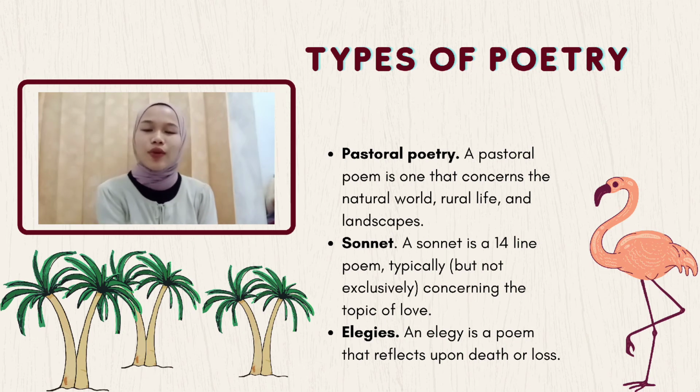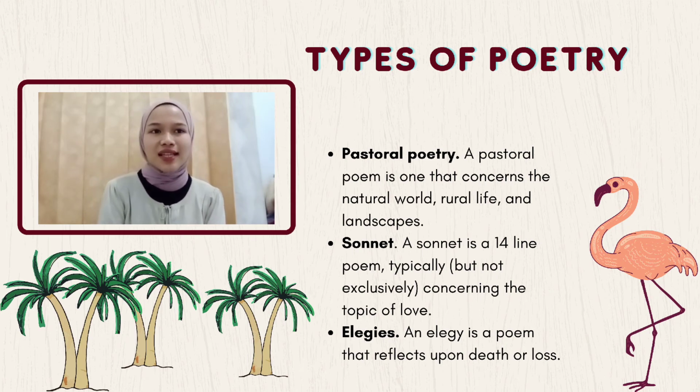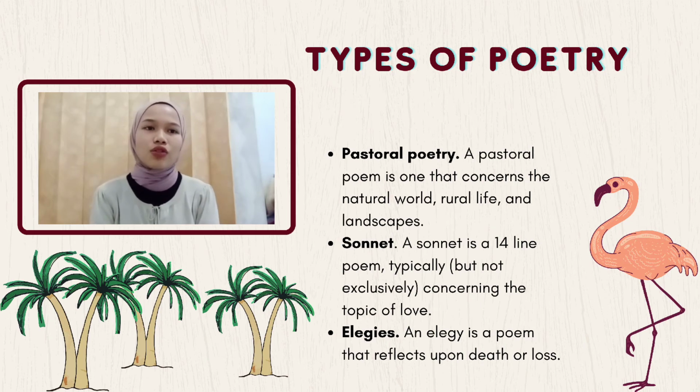Then I will continue explaining about the types of poetry. The first one is pastoral poetry. It is known for exploring the relationship between humans and nature, also for romanticizing the ideals of a simple country life. Basically, it explores the fantasy of withdrawing from modern life to live in an idyllic rural setting.